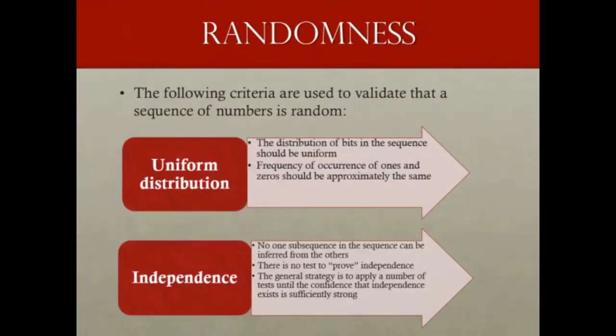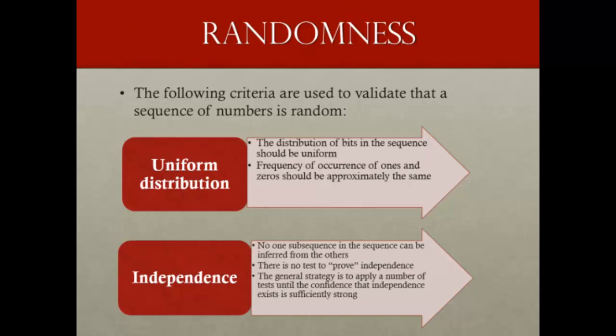Traditionally, the concern in the generation of a sequence of allegedly random numbers has been that the sequence of numbers be random in some well-defined statistical sense. The following criteria are used to validate that a sequence of numbers is random. Uniform distribution. The distribution of bits in the sequence should be uniform. That is, the frequency of occurrence of ones and zeros should be approximately the same.